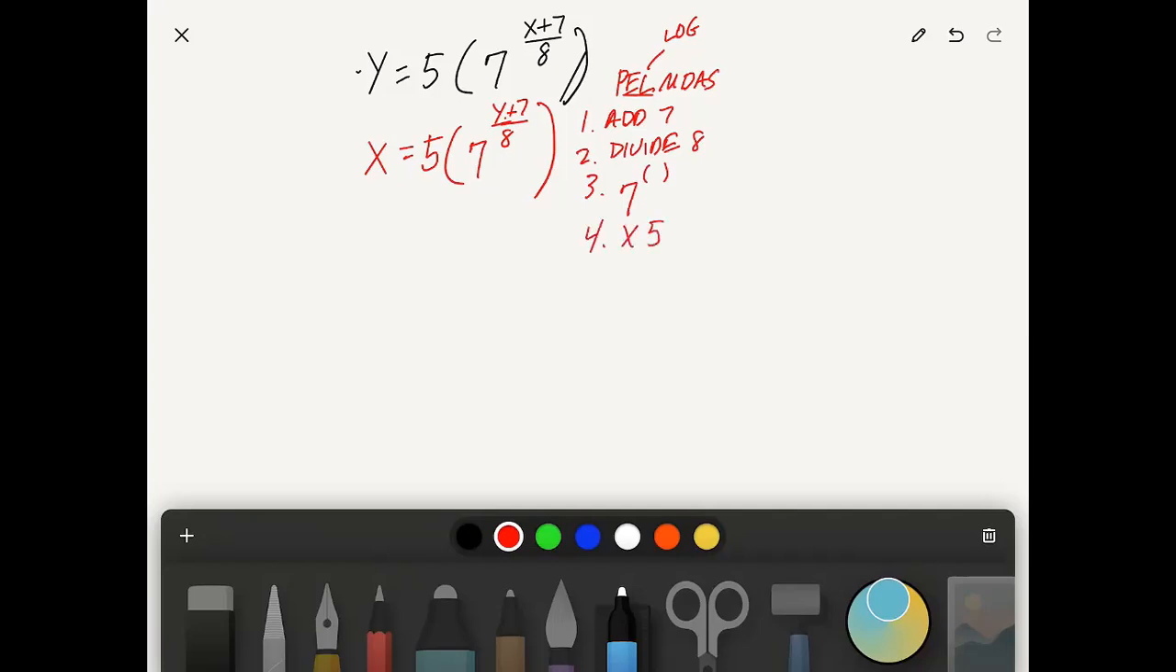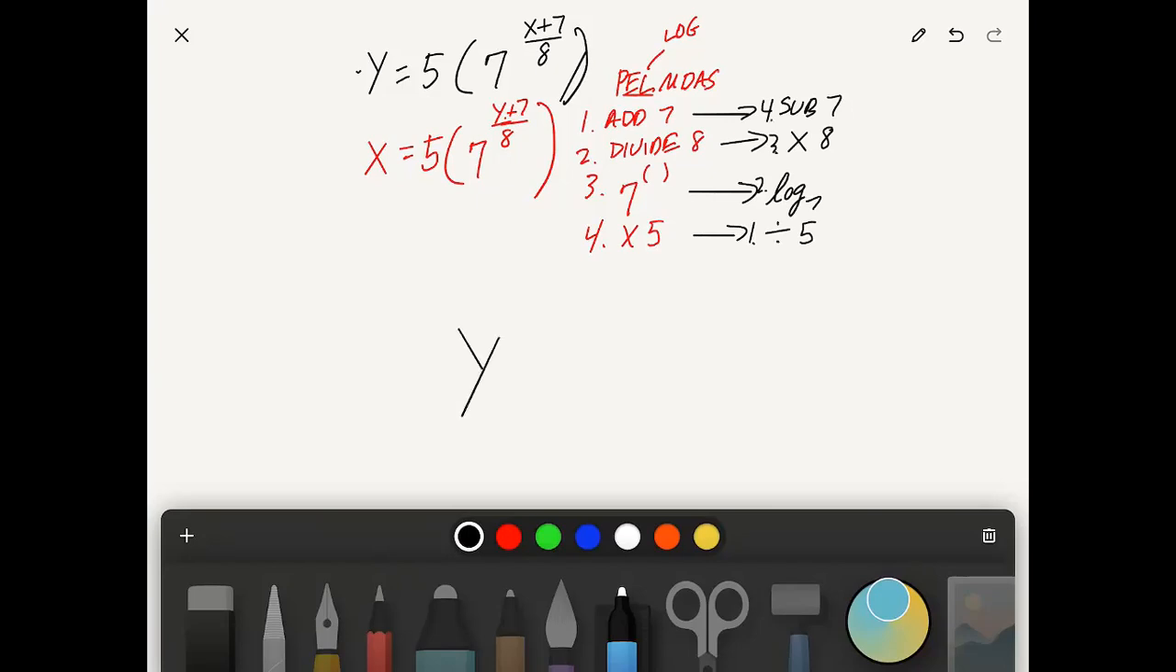So now we are going to do the inverses. The inverse of adding 7 is subtracting 7. The inverse of dividing by 8 is multiplying by 8. The inverse of the exponential with a base of 7 would be log with a base of 7. And then the inverse of multiplying by 5 is dividing by 5. So we're going to do this first, this second, this third, this fourth.